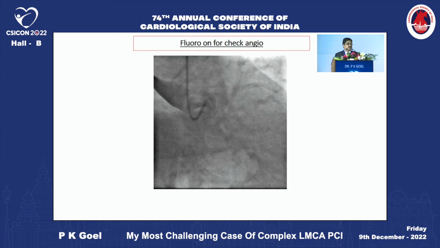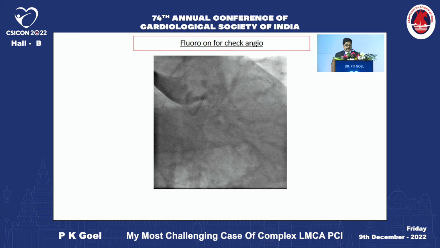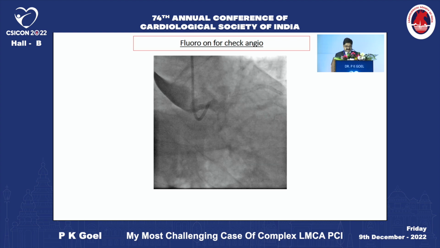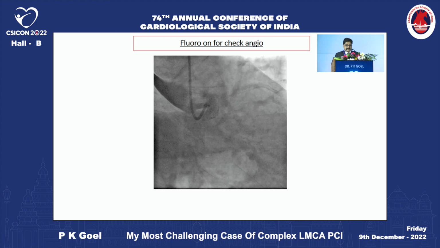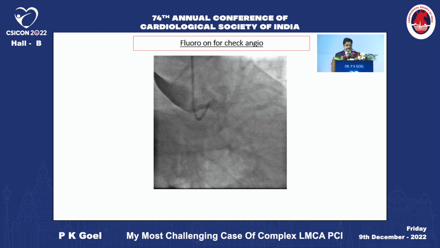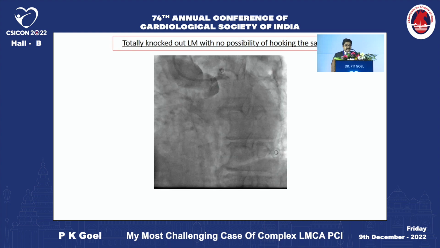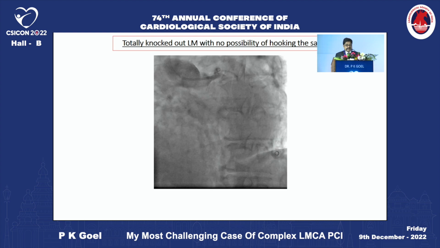This is fluoro on check angio. So this is just the fluoro. We want to do a check angio, what's happening. So there's a big dissection plane in the ascending aorta and the sinuses. And I can't really hook, the artery is not filling. Totally knocked out left main with no possibility of hooking the same, at least in this situation as it was.